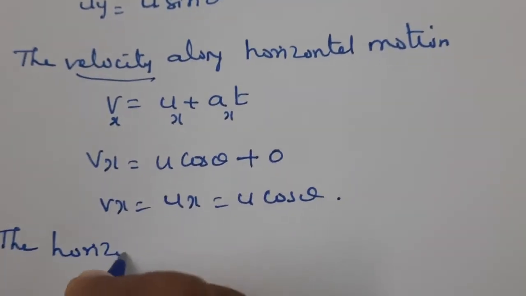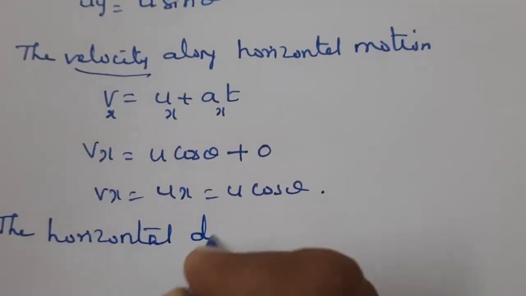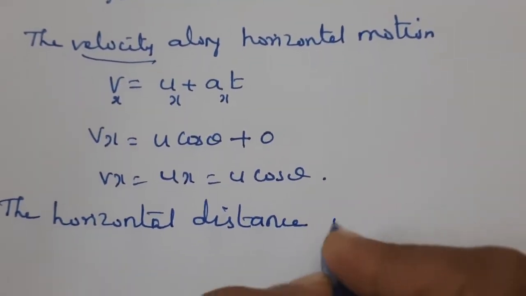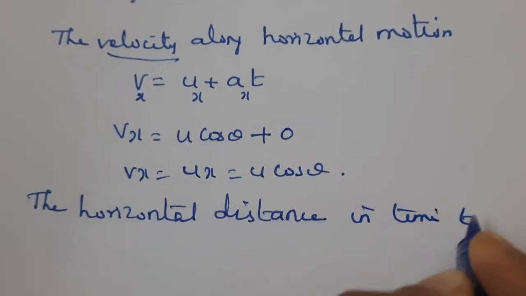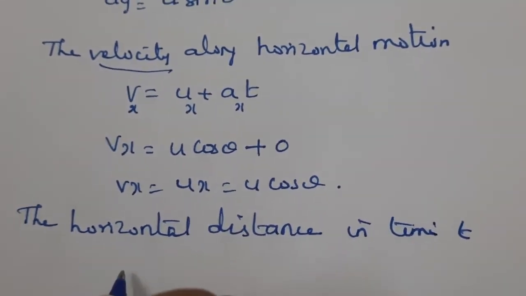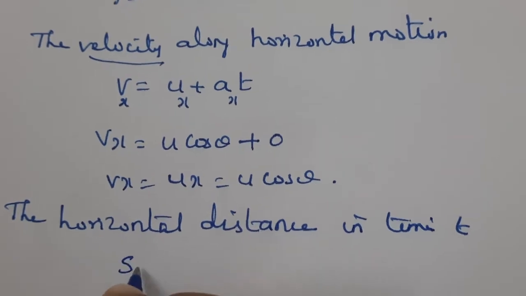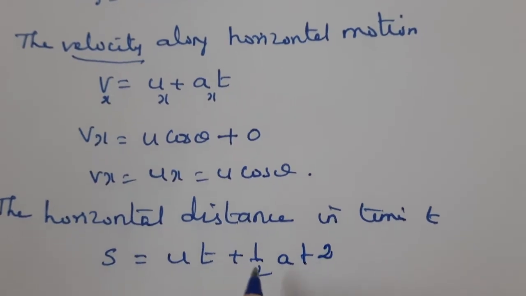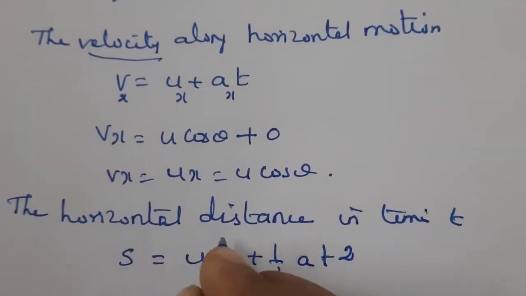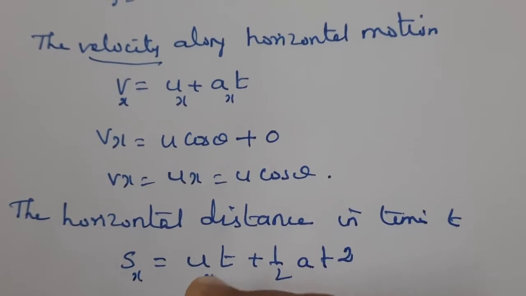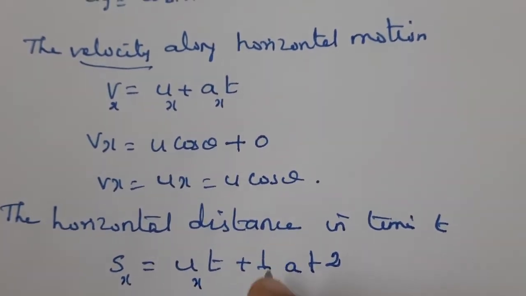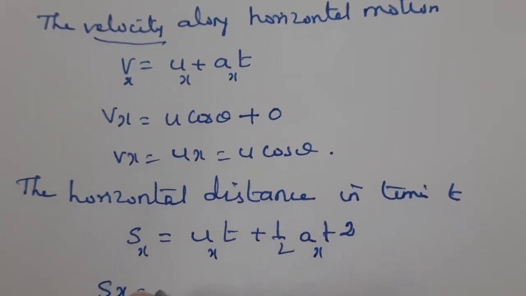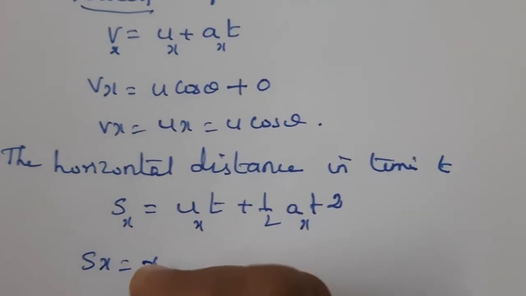The horizontal distance travelled by the projectile in time t. For this, we should use the displacement relation. What is the displacement relation? S is equal to ut plus half at square. So here horizontal direction means we can use Sx is equal to ux t plus half ax t square. What is Sx? Sx we can consider here as x.